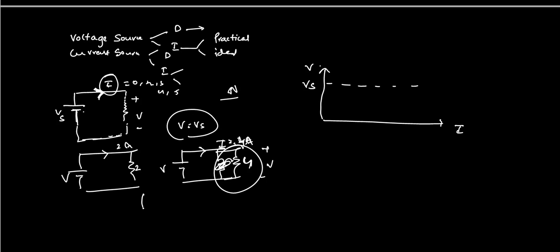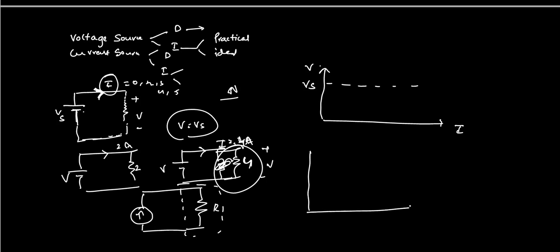For example, if I consider an ideal current source, and I have a load. Whatever the voltage, suppose you see the relation between I and V, the voltage across the load can be anything. It can be 2 volts, it can be 3 volts, and the current remains the same.